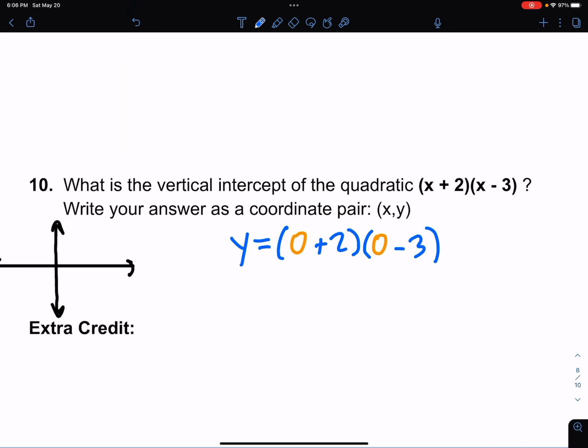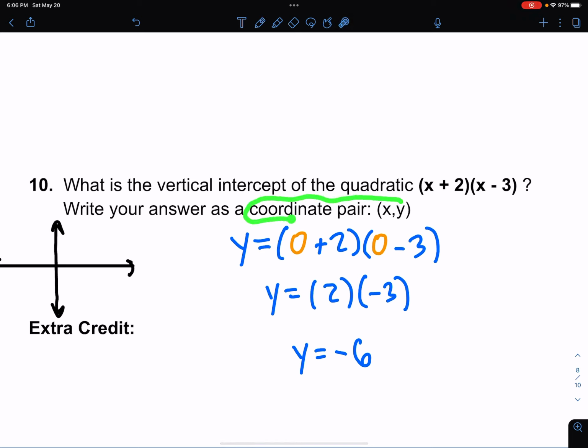And you know what you're going to get? You're going to get y equals, the 0 plus 2 is 2. 0 minus 3 is negative 3. Y equals negative 6. Now, please write this as a coordinate pair for me. Show me you can write this as a coordinate pair. We know what y equals when x is 0 now.